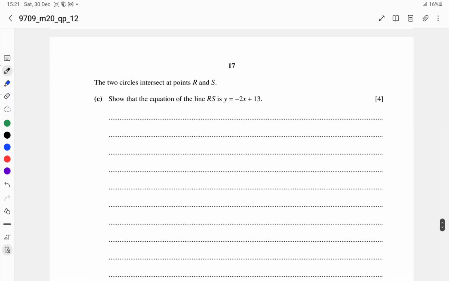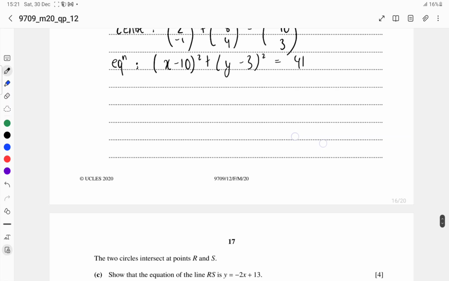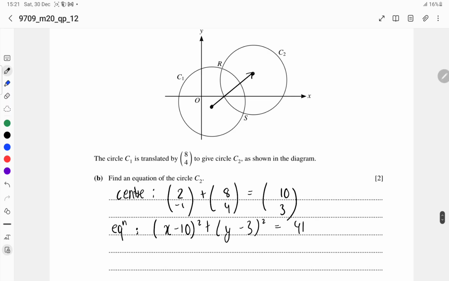The two circles intersect at the points R and S, so that the equation of the line RS is this. Interesting. Okay, so we need to show that the two circles intersect at these points, we need to find these two points of intersection. For this we need to solve these two equations, right? We need to find the equation of the line RS. What we can do is find the gradient of the line joining the centers. So it's an interesting question.